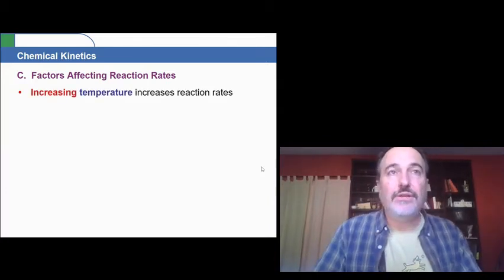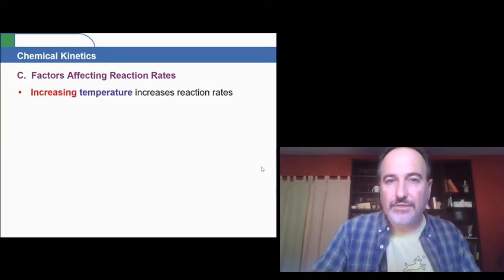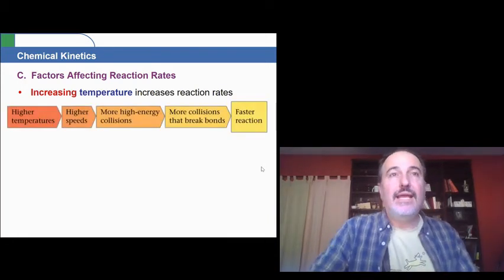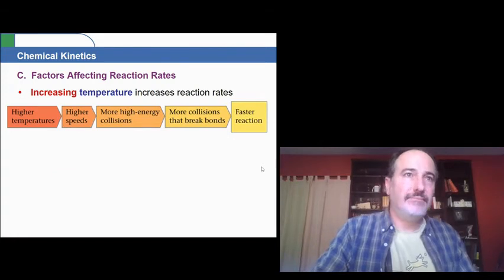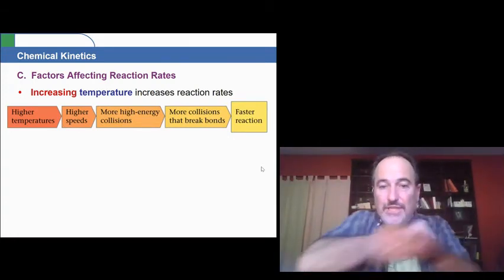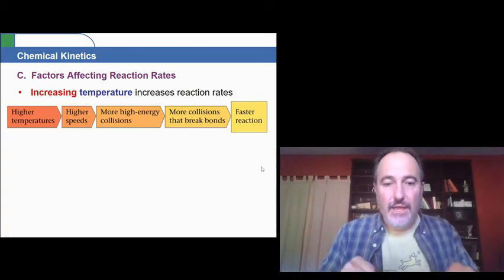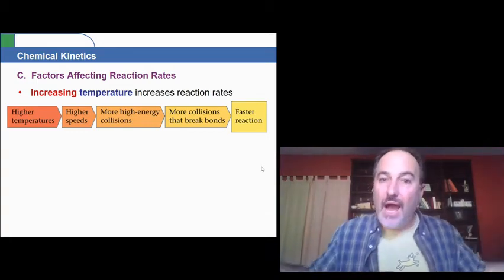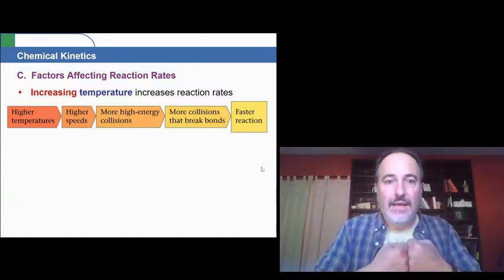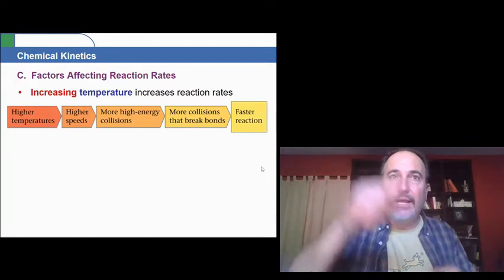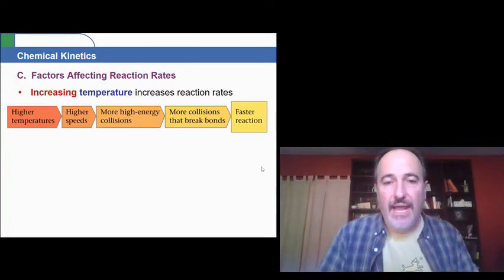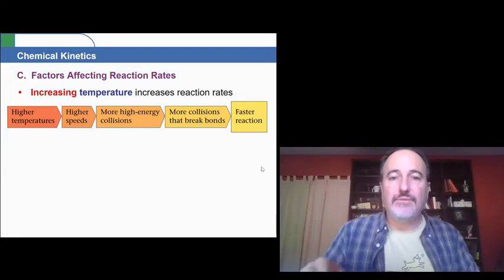Now, another thing you can do is increasing the temperature. All right, now remember, temperature, we learned, is how fast the particles are moving. All right, how much energy they have, how much kinetic energy. So the higher the temperatures, the higher the speeds they're going to have when they collide. All right, and therefore the more high energy collisions, the more collisions that break bonds, and the faster the reaction. So the higher the temperature, the faster they're going.